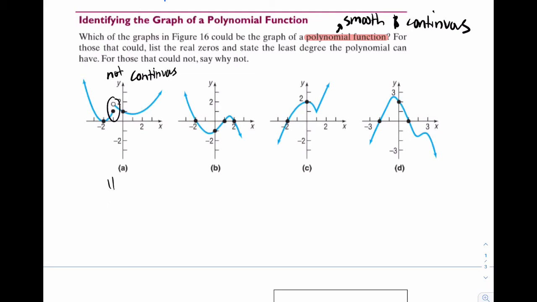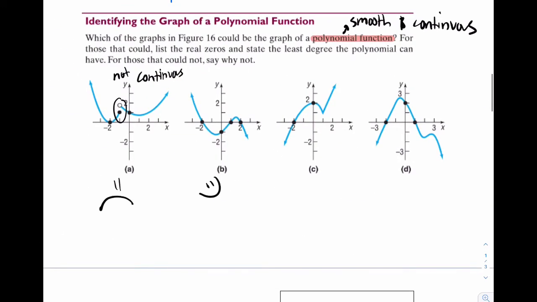I'll put a sad face. This one is smooth and continuous, so this is fine. I'll put a happy face. This one right here is continuous, but is not smooth. There's a jagged edge right there. We can't have an edge in a polynomial function. So that makes it not a polynomial function. And then this one, we can see it is smooth and continuous, so I'll put a happy face. Now it says for those, we're going to list the zeros and the least degree.